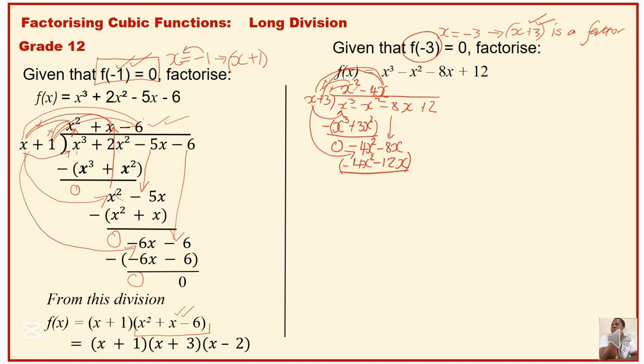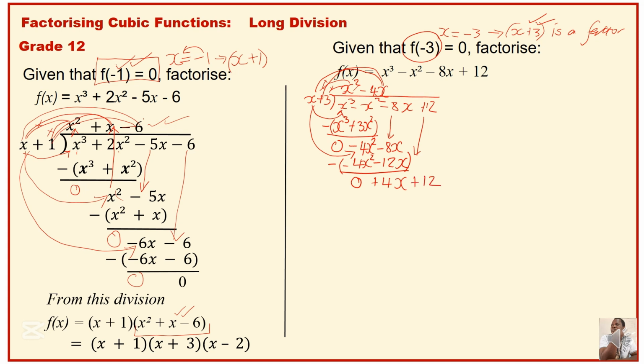Be careful with negative numbers. Very careful. I'm subtracting. So minus 4x squared minus minus. These two negatives here, they are going to make it positive. So this is minus 4x squared plus 4x squared. That gives me 0. Then minus 8x minus minus 12. That will be minus 8 plus 12. That will give me plus 4x. Then I bring the next term, which is 12. I bring the next term down here. I'm going to now have plus 12.